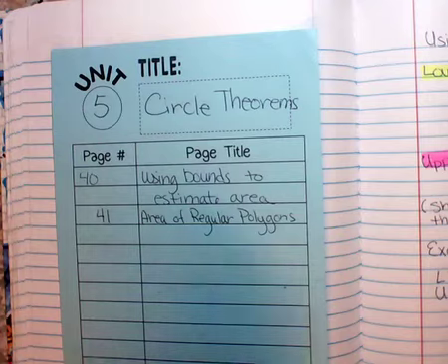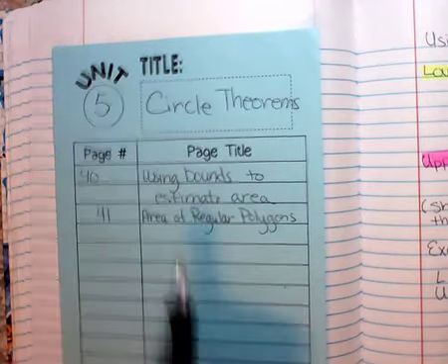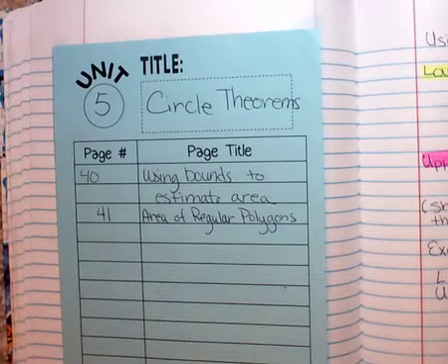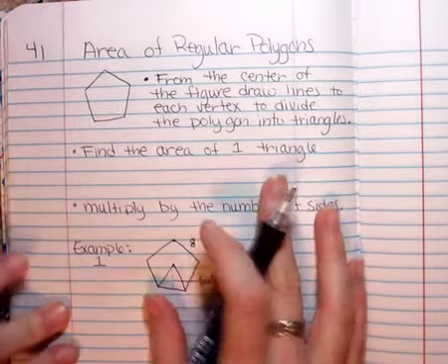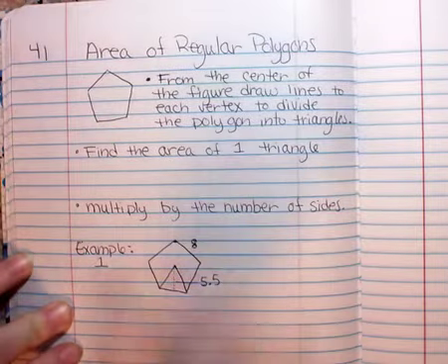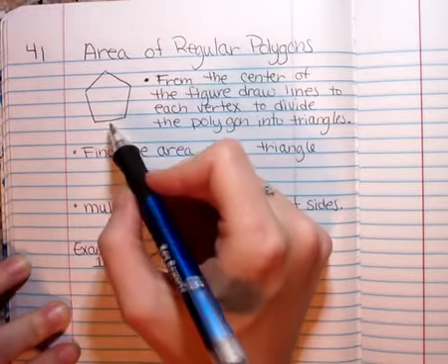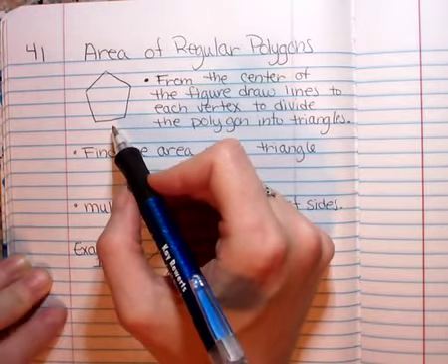Alright, our second set of notes for this unit will be on page 41, and the title will be Area of Regular Polygons. So let's go ahead and turn to page 41. Remember to add your page number and your title. And I would like you to sketch a regular polygon. I have chosen a pentagon, however you could choose a hexagon or an octagon, whatever is easiest for you to draw.